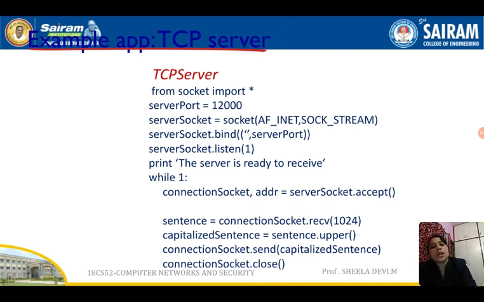Then sentence is equal to connection socket dot receive of 1024. What is the sentence? This is the variable which was sent by the client. So through the connection socket, the server will be getting the variable called sentence, which contains the set of characters which are in lowercase. So it receives from the buffer whose size is 1024. Then capitalized sentence is equal to sentence dot upper. It applies the function called upper, and whatever output it gets is stored in the variable called capitalized sentence.